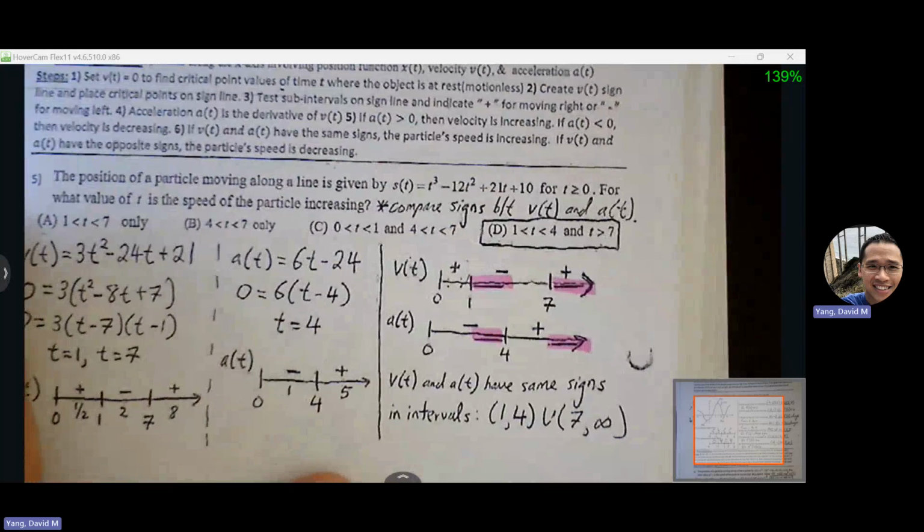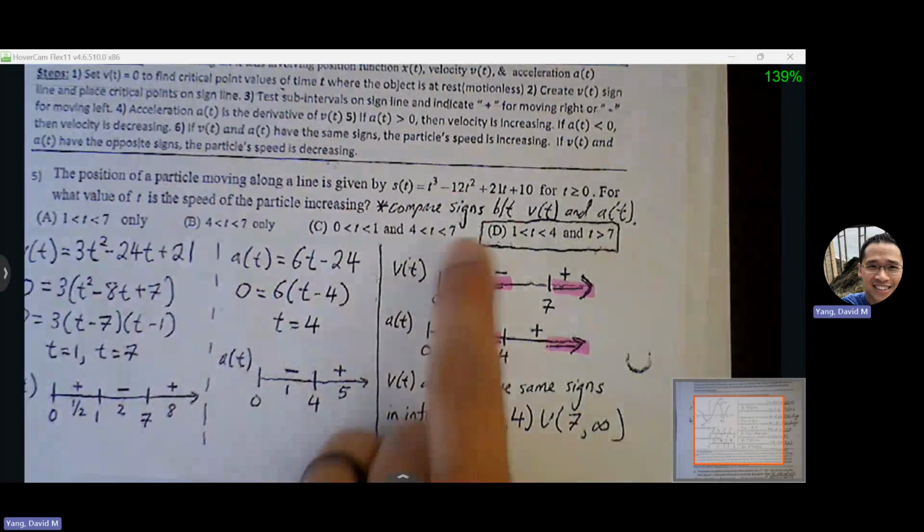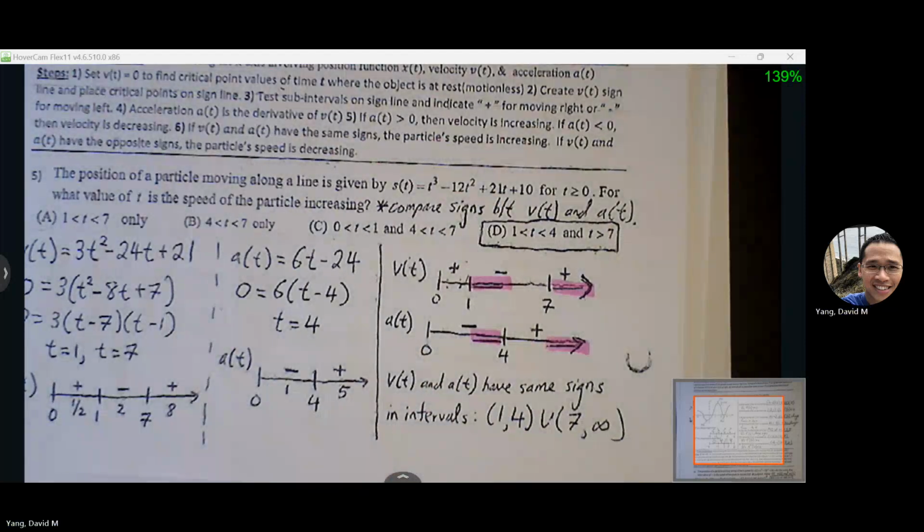Okay, so therefore, velocity and acceleration have same signs in the interval from 1 to 4 and 7 to infinity, and this is when speed is going to be increasing.